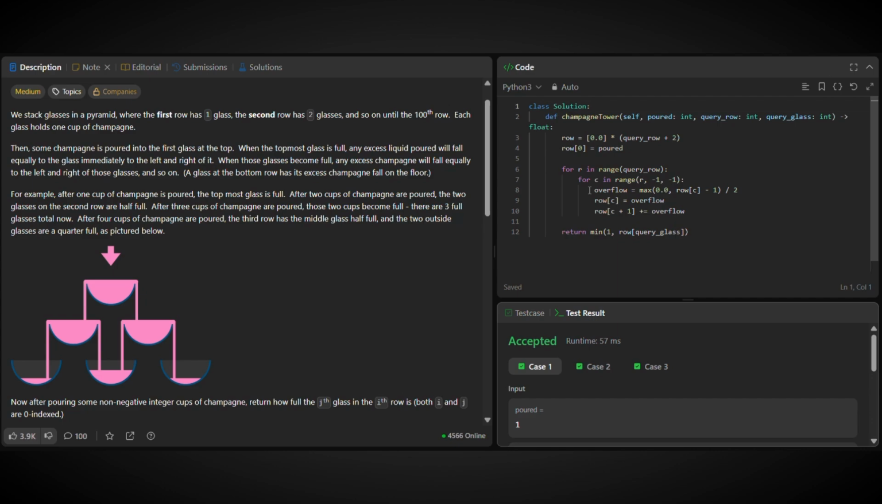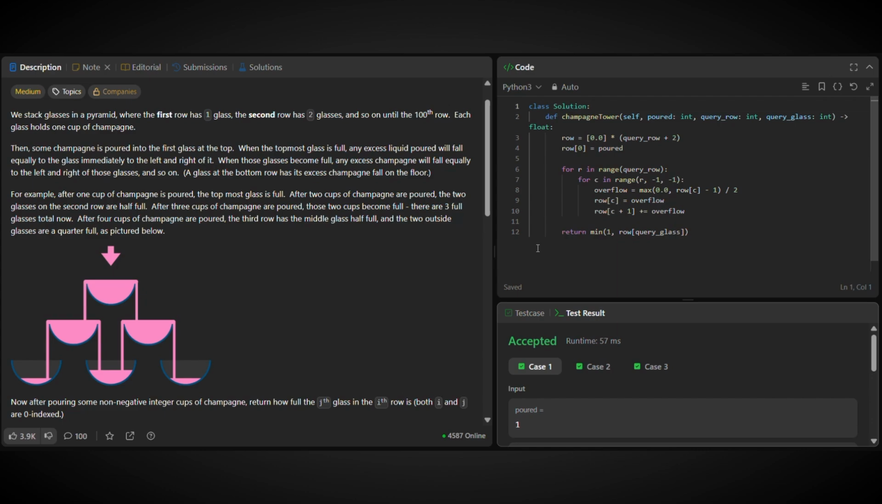Why return minimum of 1 and row at query glass? Because the question asks, how full is the glass? Even if DP stores 1.7, a glass can only be 1 full. Common mistakes: forgetting to clamp result to 1, iterating forward instead of backward, using integers instead of floats, or building the full 100 by 100 DP.